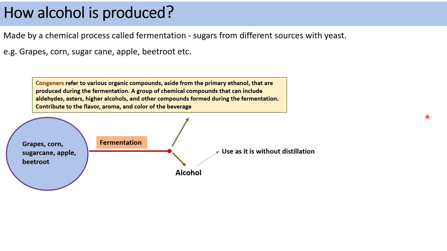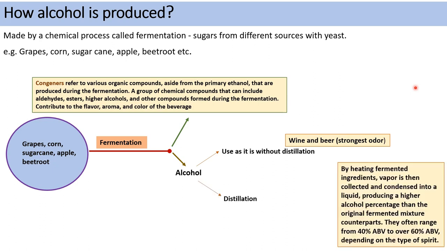So now we are going to learn about our primary concern of alcohol. That means it can be used in two ways. This alcohol can be used as it is, that means without having the process of distillation. So as you can understand, it contains the secondary substances such as congeners. So obviously it should have a stronger odor. Certain examples are wine and beer.